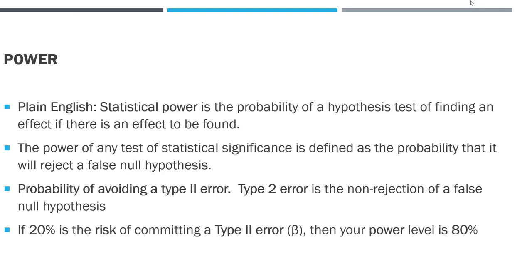So if you're setting the power at 80, you have a 20% risk of committing a type 2 error. So you've got a 20% risk of not rejecting a false null hypothesis. So it's about the error. You want to be rejecting a null hypothesis. So I hope that's clear.